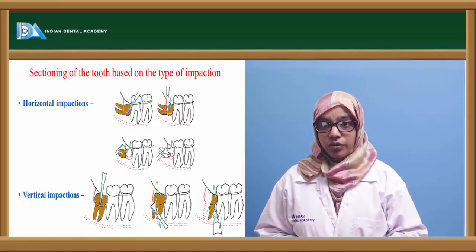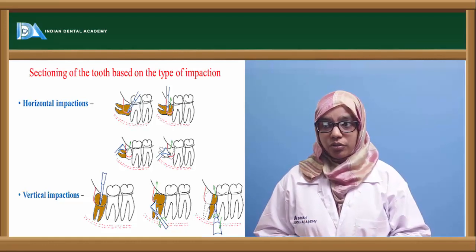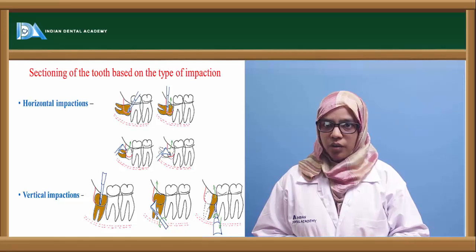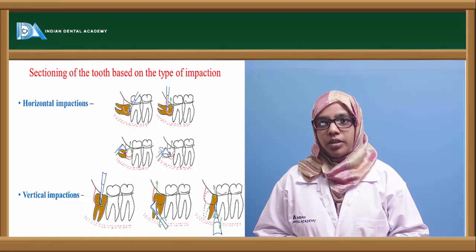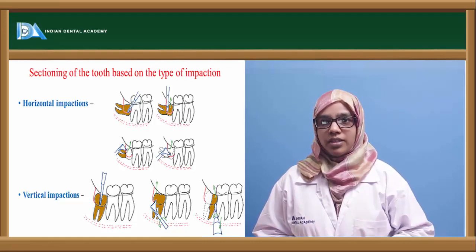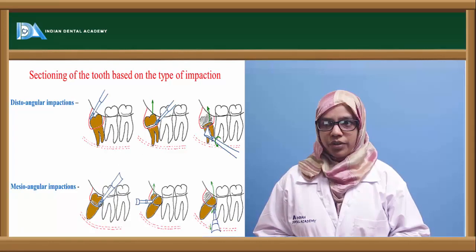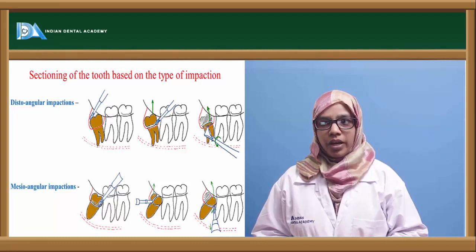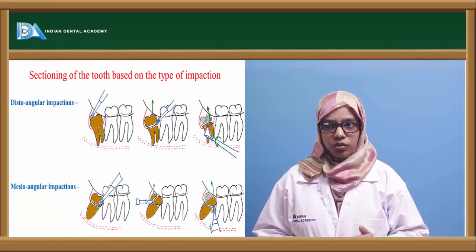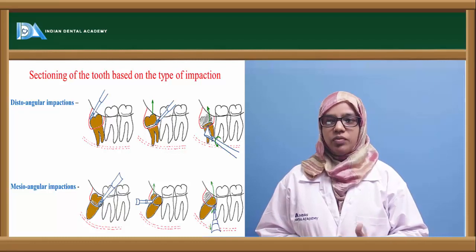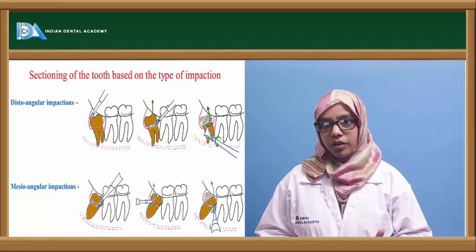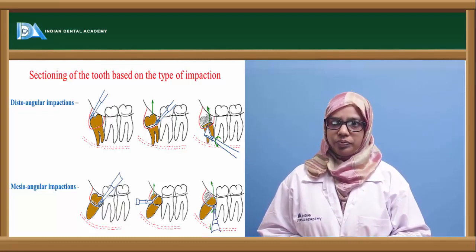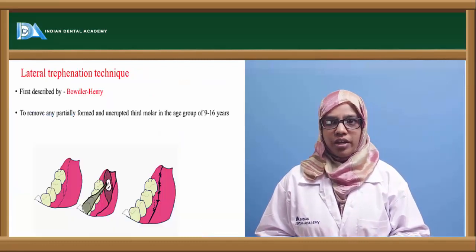As you can see in this photograph, in case of a horizontally impacted tooth, you need to remove the crown first. Once you have removed the crown, split the furcation area, remove the tooth singly. In case of vertical impaction, you section the tooth along the long axis, make it into 2 halves and remove it. In case of a distoangular impaction, you remove the crown and then the root. In case of mesioangular, remove the portion of the crown that is hindering the path of eruption and then remove the rest of the tooth, as you can see in the photograph.